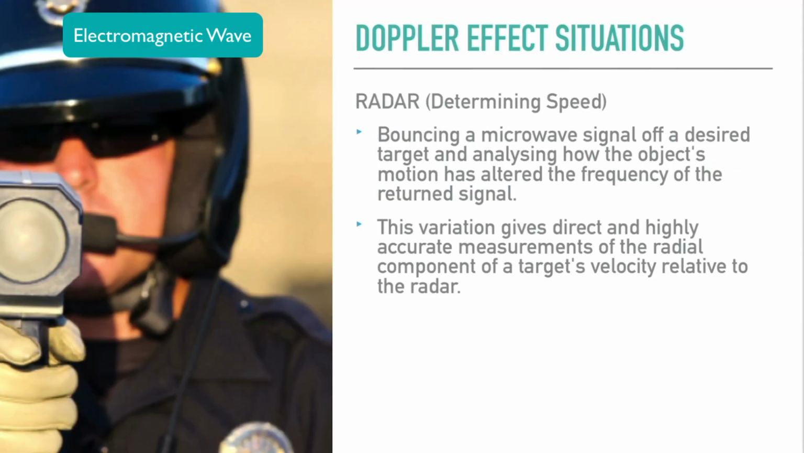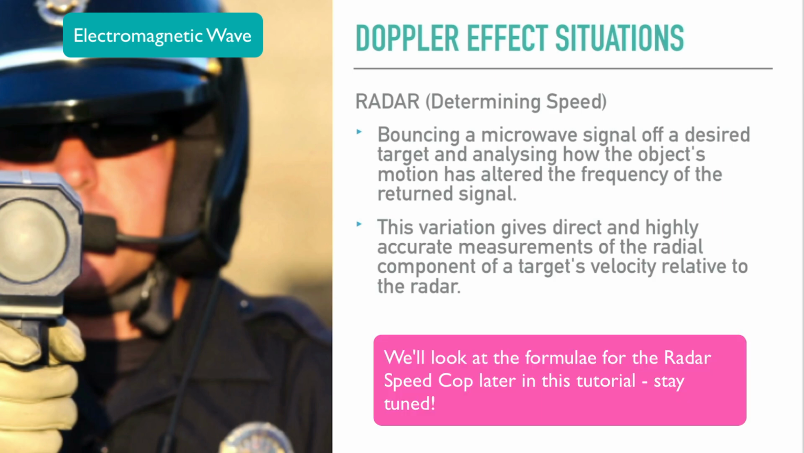So let's have a look at a couple of situations where the Doppler effect is useful. You can see a picture here of a policeman, and he is measuring the speed of cars coming towards him. So he's a speed cop, right? And what he's actually using is the Doppler effect. His radar gun bounces a microwave signal off the desired target, so it would be a car in this case. And by analysing how the object's motion has altered the frequency of the return signal, you can get a very direct and highly accurate measurement of the target's relative velocity.